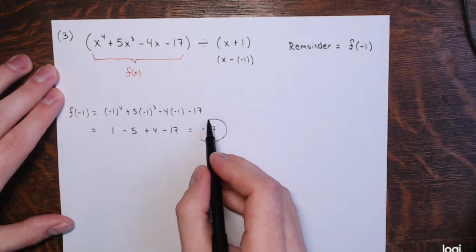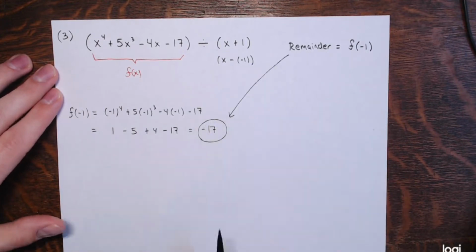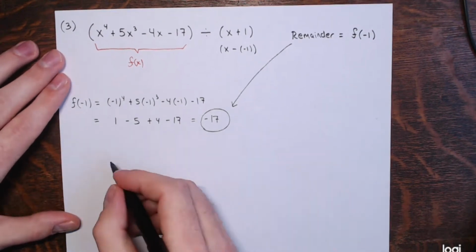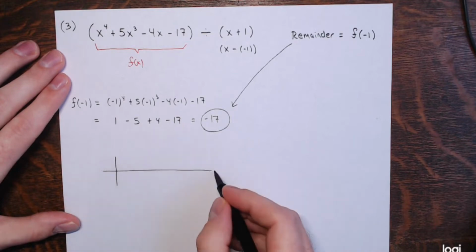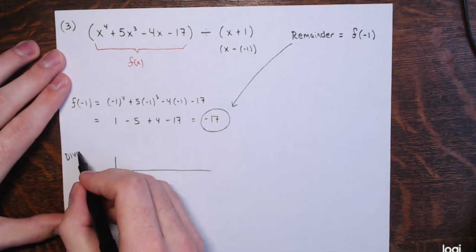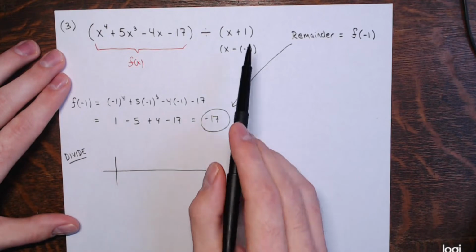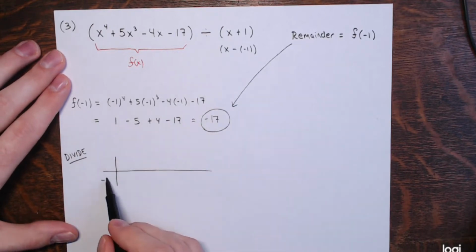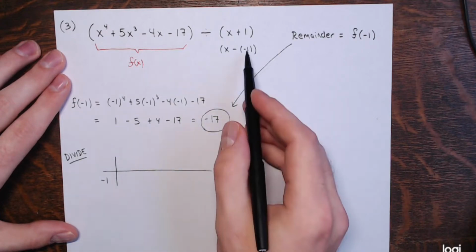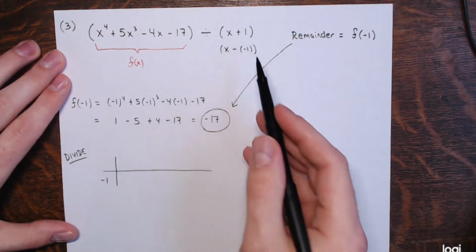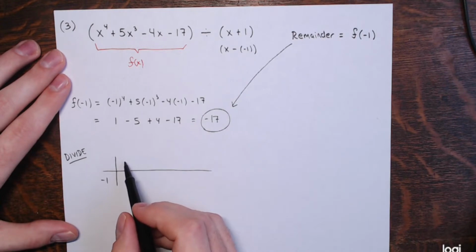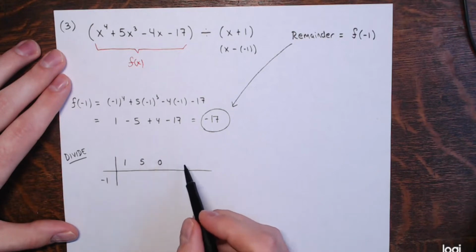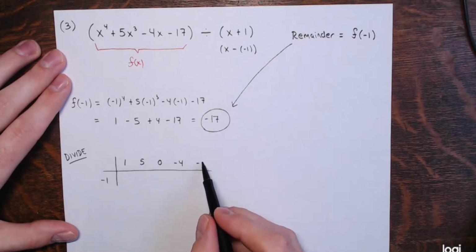This should be the remainder when you divide. Now, let's see. Is it actually the remainder? Let's actually divide now and see. Because the divisor is once again a degree 1 with a lead coefficient of 1, I can go to synthetic division. The value of k would be negative 1 if it's x plus 1. Coefficients of the dividend are 1x to the fourth, 5x to the third, 0x squared, negative 4x to the first, and then negative 17 for the constant.